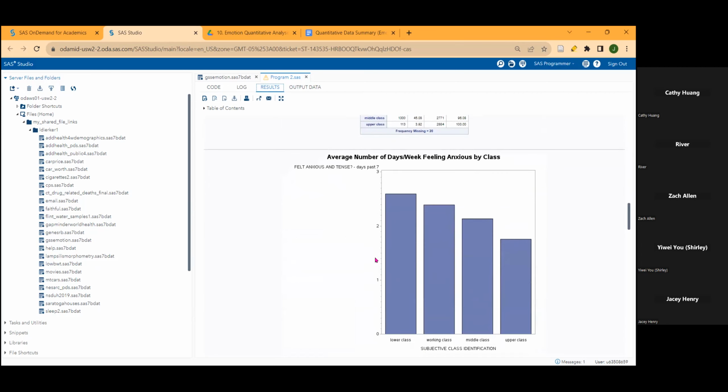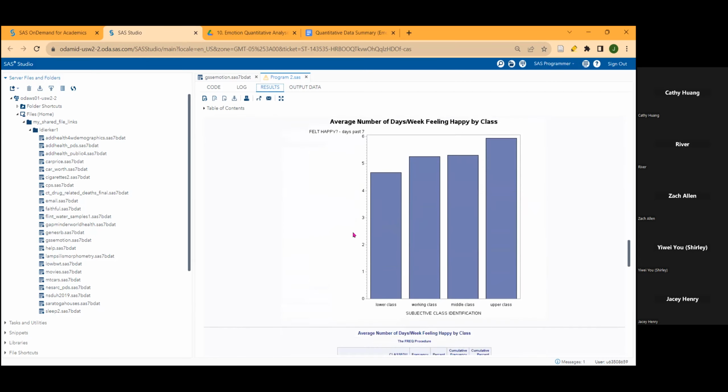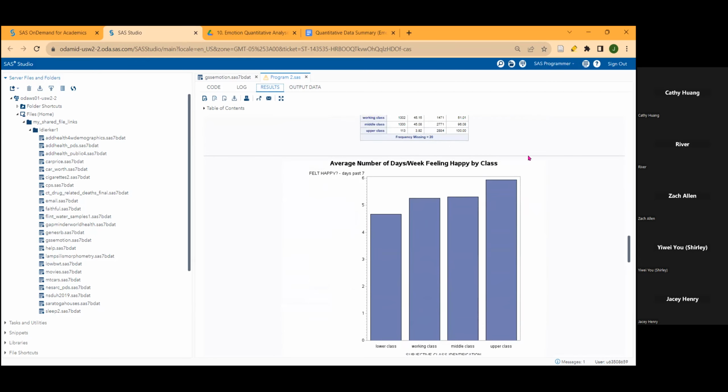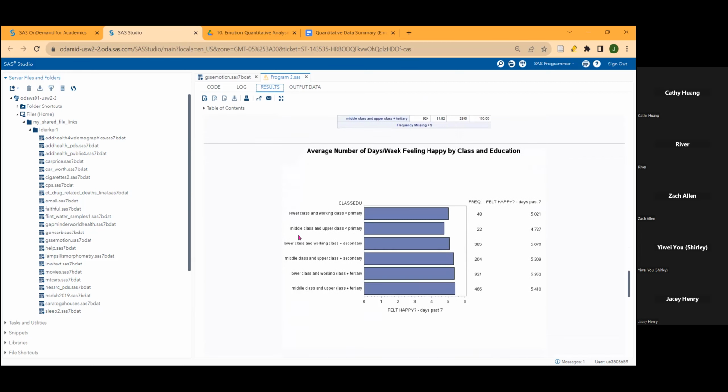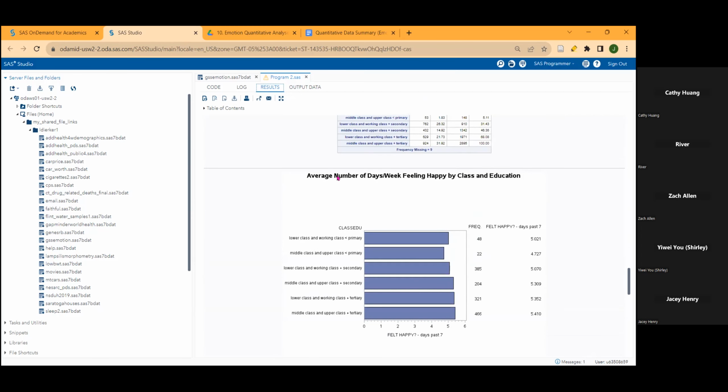Okay, this one is 10. So that's a linear relationship. Yes. Wow. Lower class, working class, middle class, upper class. It goes right up, almost a perfect linear relationship. But the converse is almost true for happiness. Yeah, so happy is inverse, sorry. And then by class and education combined. Oh yeah, let me see this one.